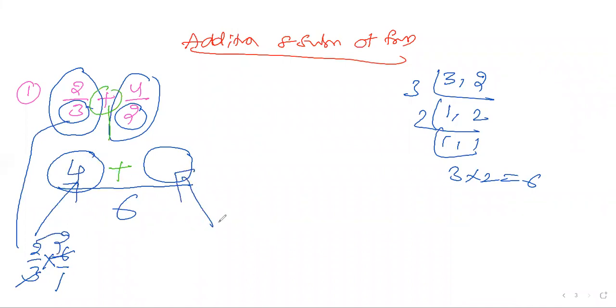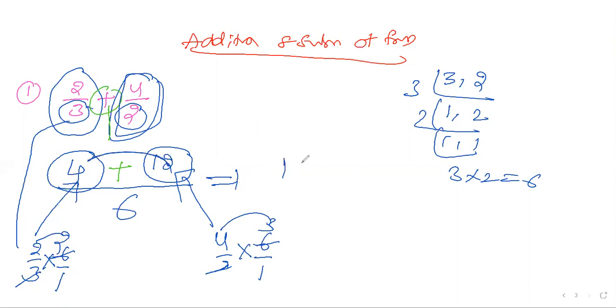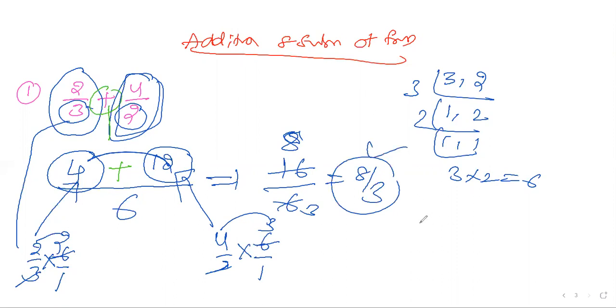Similarly, the second box you fill with the second value, 4 by 2, multiplied with your LCM. 2 ones are 2, 2 threes are 6, 2 twos are 4, 4 threes are 12. Now you add both: 12 plus 4 is 16, 16 by 6. Dividing by 2, 8 by 3. The answer is 8 by 3. This is the way we can add two numbers. Clear or any doubt? Okay, next.